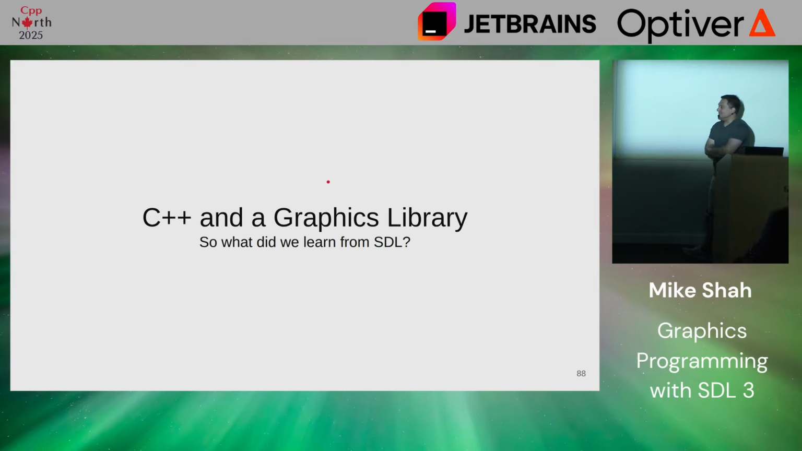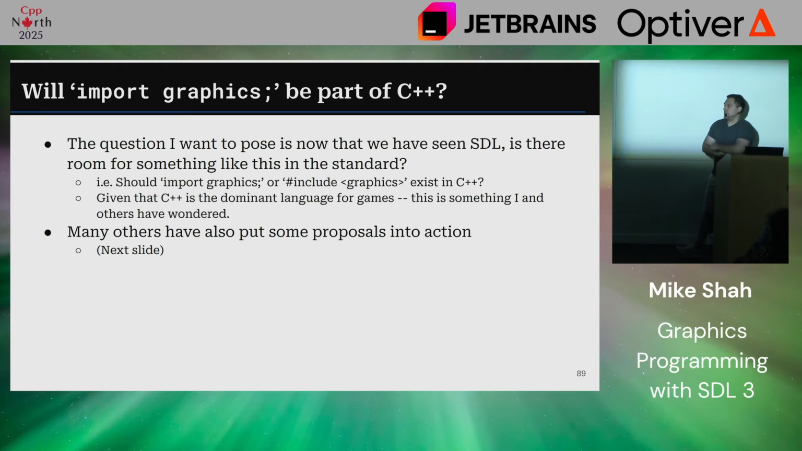All right. So, what can we learn from this? Part of this, as I'm doing this investigation and looking at these libraries, is to ask a question, as part of the abstract too: we've got this great library, but what did we learn? And should we just have this in C++? Because C++ is still kind of the dominant programming language for games, at least at the AAA scale. So, do we need something like this in C++? Do we need import graphics or include graphics? And there's been a lot of proposals for this.